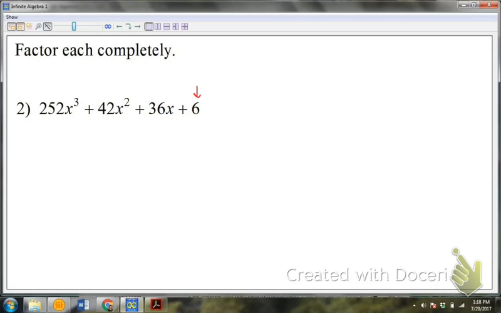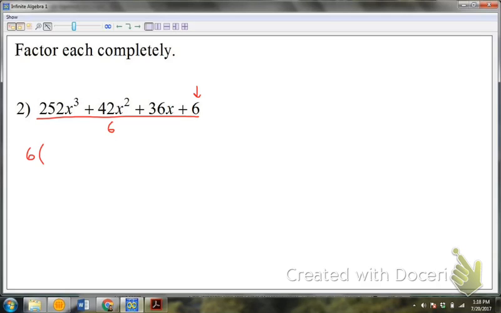So let's check to see, can I pull a 6 out of everything? Check it out. Can you divide a 6 out of everything? I'm thinking so. We're going to divide the entire problem by 6. See, I just figured that 6 goes into 6, 6 goes into 36, and 6 goes into 42.